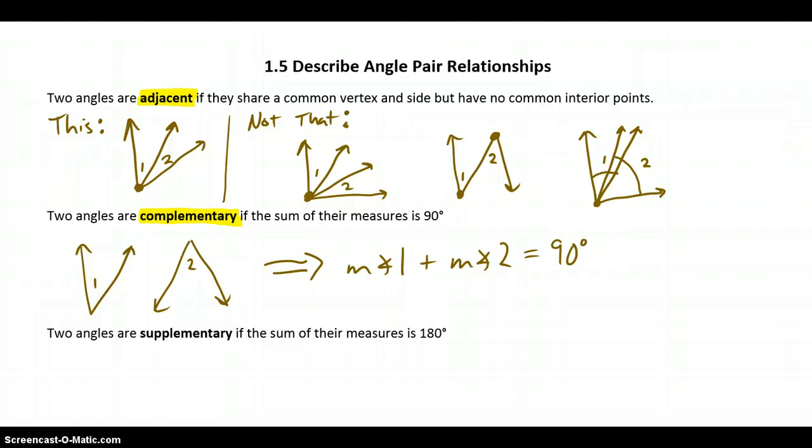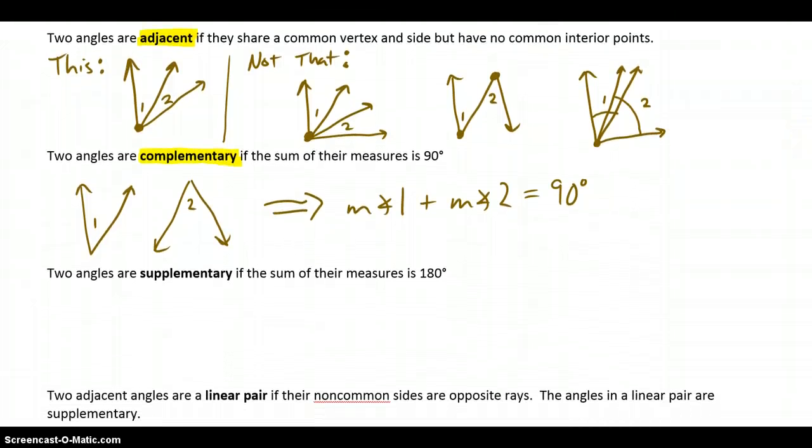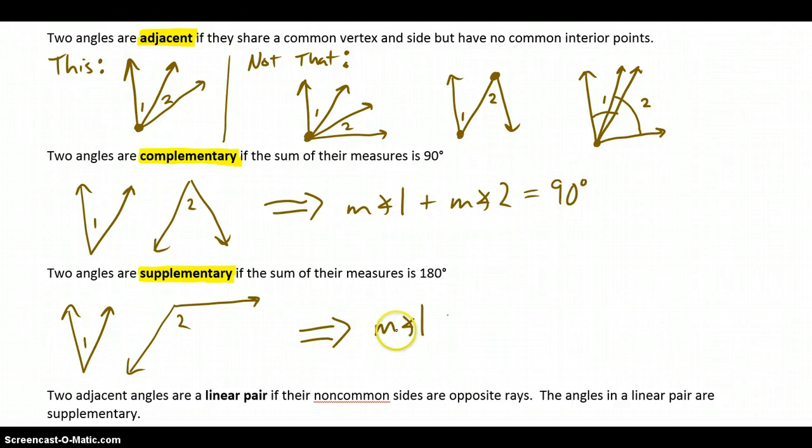Two angles are supplementary if the sum of their angle measures adds up to 180 degrees. So if two angles are supplementary, that means I can take the measure of angle 1 and add the measure of angle 2, sum them together, and for an answer get 180 degrees. Again, don't assume that supplementary angles are adjacent. They can be, but they don't have to be.